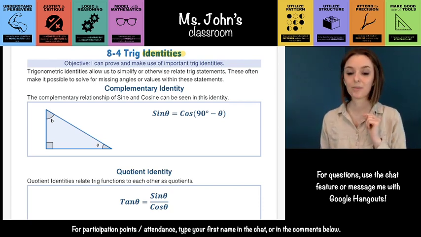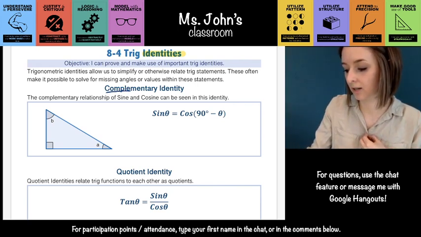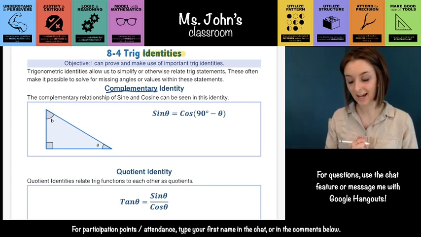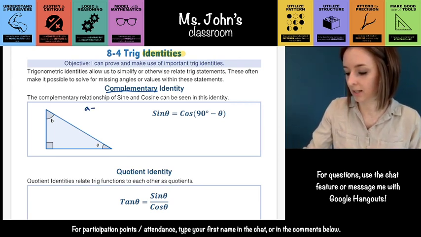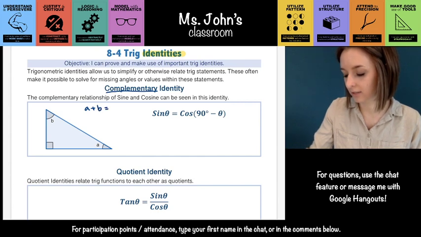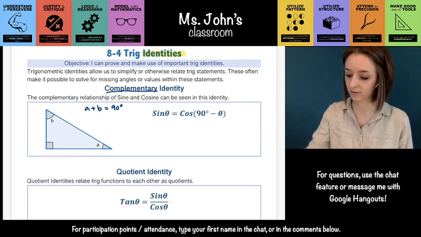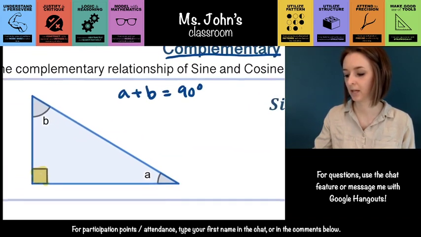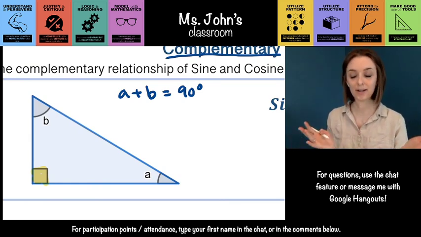So the first identity that we're going to learn is the complementary identity. If you recall, two complementary angles add to be 90 degrees. And we have a triangle here with a 90-degree angle in the corner there. Let me zoom in. And then we have the angles A and B in the rest of the triangle.